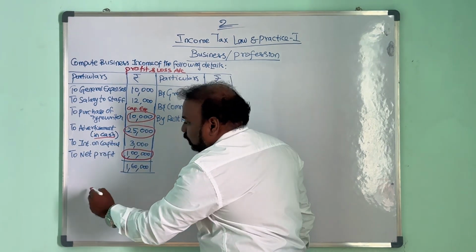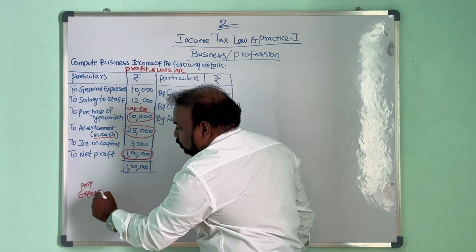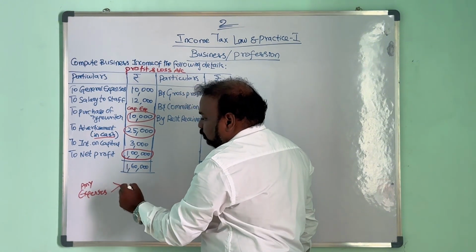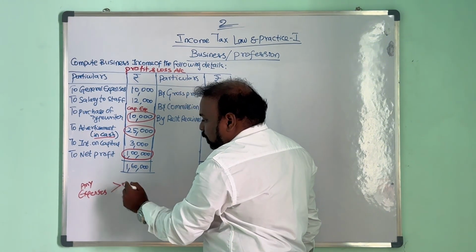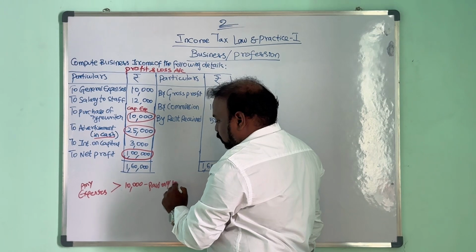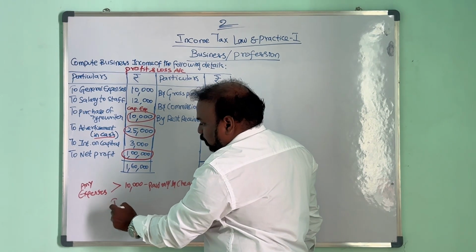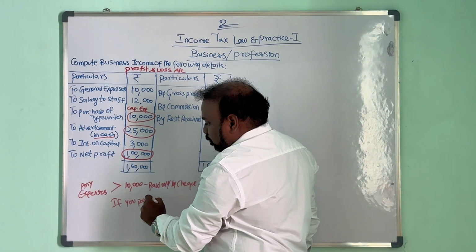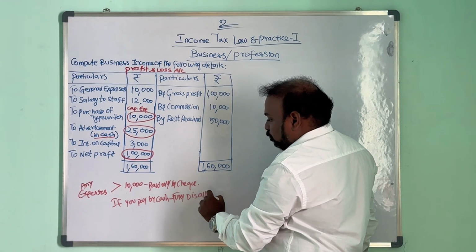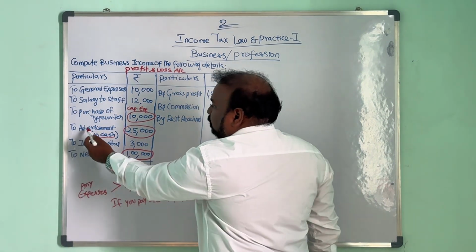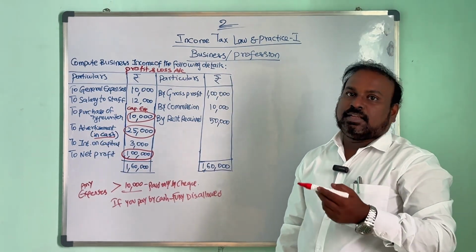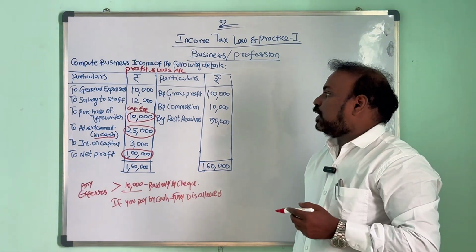So it is disallowed. Any expenses exceeding 10,000 should be paid only by cheque, not by cash. If you pay by cash, it is fully disallowed. Now advertisement 25,000 exceeds 10,000, but we paid in the form of cash, so it is disallowed. The entire 25,000 should be added.